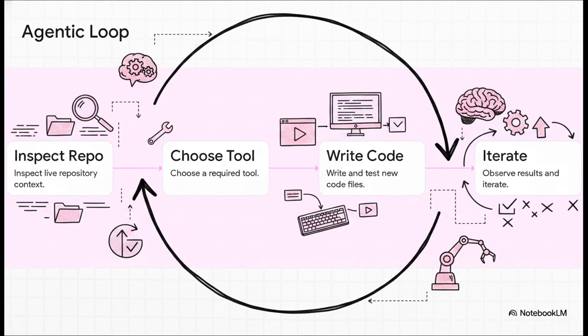Building a minimal agent means scripting this continuous, autonomous loop. First, the model inspects the live repository context. Next, it actively chooses a required tool. Then, it writes and tests new code files. And finally, it observes those results and iterates. You aren't just prompting anymore. You are orchestrating a completely autonomous software worker.